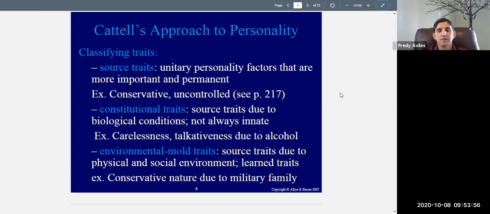Environmental mold traits are source traits, right? Remember, source traits are things that can be due to something that has to do with your biology, or something that has to do with the situation. They can be due to different things. Environmental mold traits, as the name implies, are basically personality traits that have more to do with the physical and social environment, things you're experiencing in the environment, right?